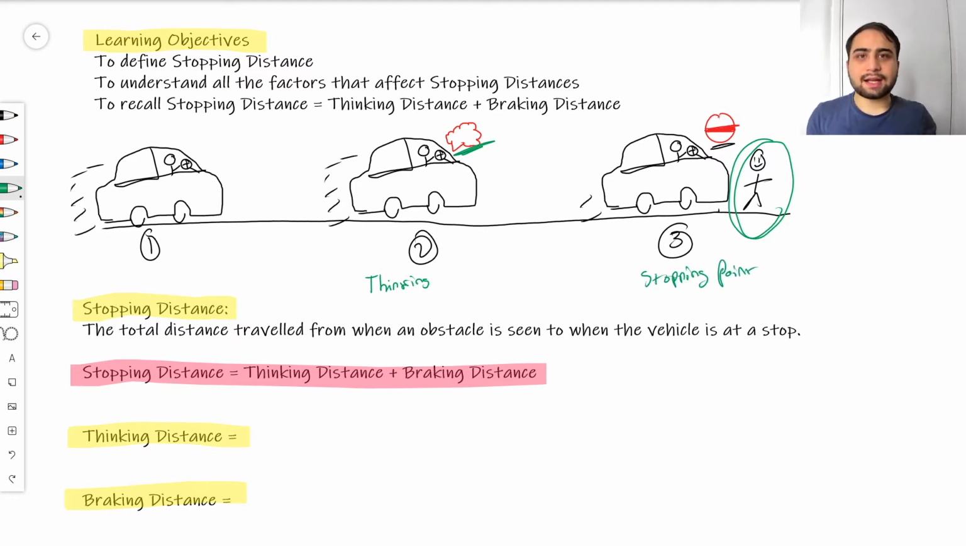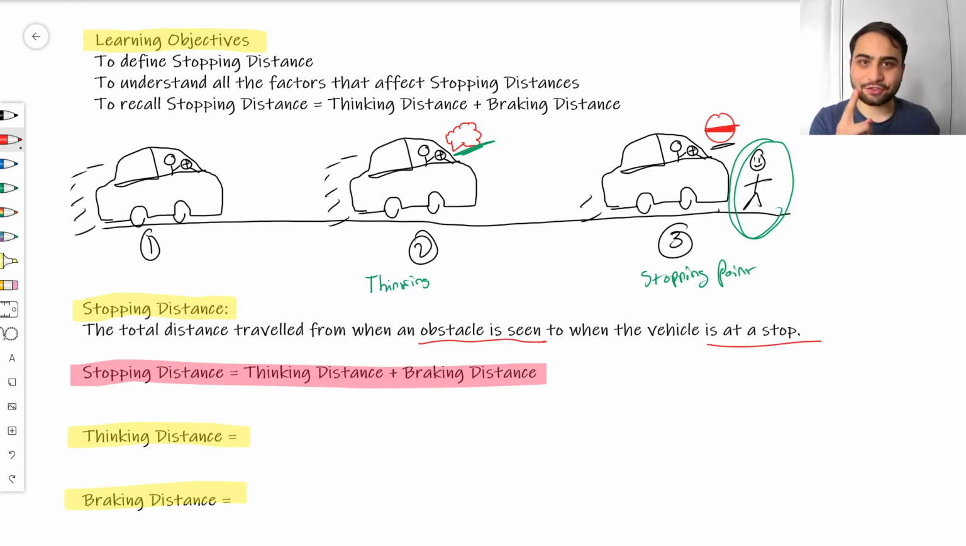So you can see here that our diagram is made up of 3 main components. Number 1, the person is just driving along. Number 2, the person's seeing the obstacle and they're thinking, oh no, I'm going to hit them, oh no, I have to do something. All these thoughts are running through their head. And then number 3, where they've come to a dead stop and avoided hitting the obstacle, which would be the stick person. Now, we want to understand that stopping distance is equal to the total distance travelled from when the obstacle is seen to when the vehicle is at a stop.